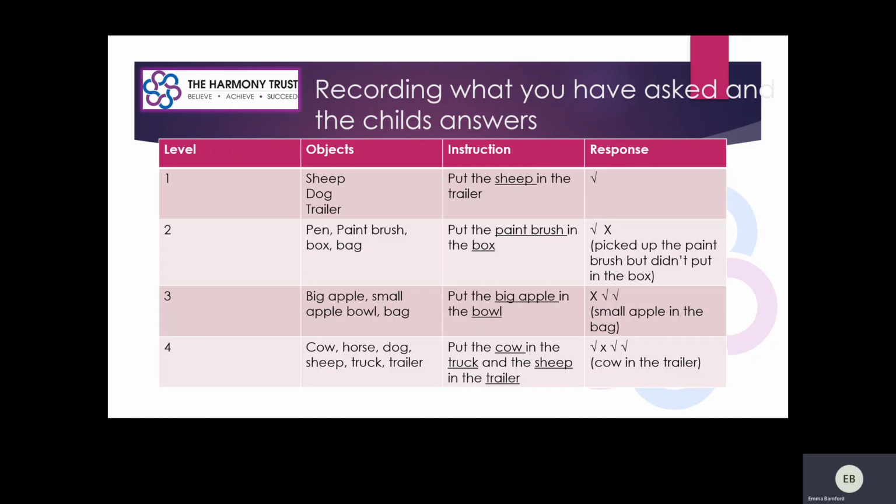Example for level 4, put the cow in the truck and the sheep in the trailer. So our response here, we've got a tick, a cross and 2 further ticks. So that tells me that the child understands the first instruction, which is cow. He didn't understand truck, but he did understand the 3rd and 4th word, sheep and trailer. Then if I look at the further information I've given, we've said the cow was put in the trailer.